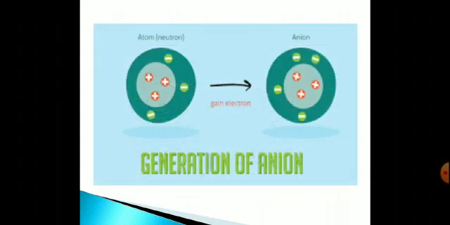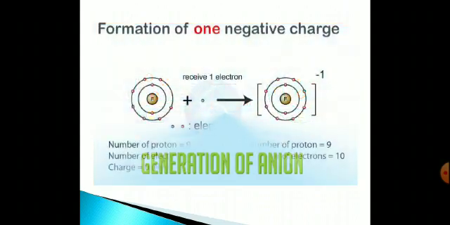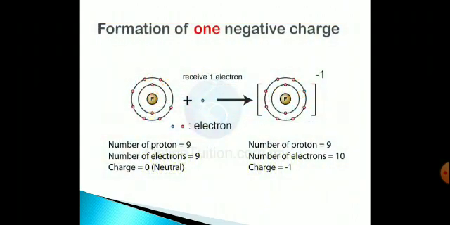And anions, on the other hand, when an atom gains electron, it forms anion. Why does it form anion? Why does it have negative charge? Because when it gains electron, the number of protons does not change and it remains the same. In a neutral atom, when it gains electron, the negatively charged electrons are more.